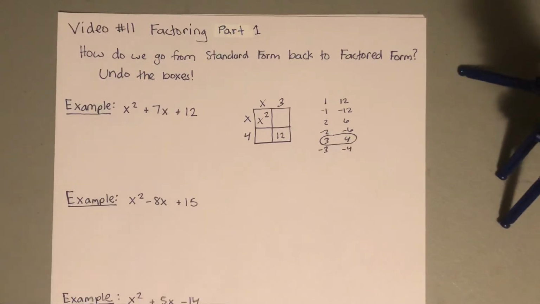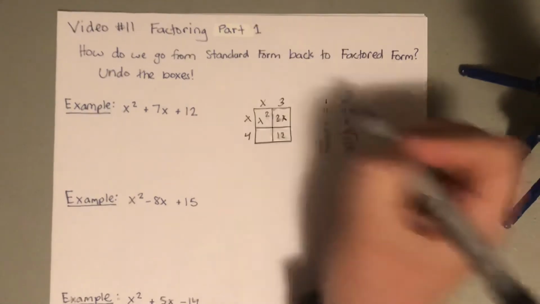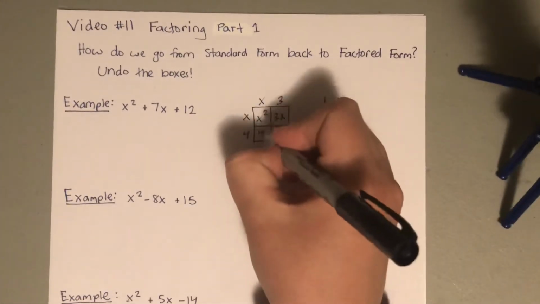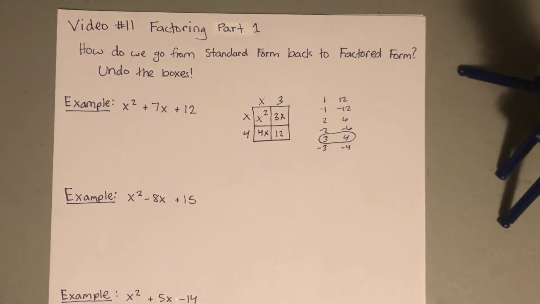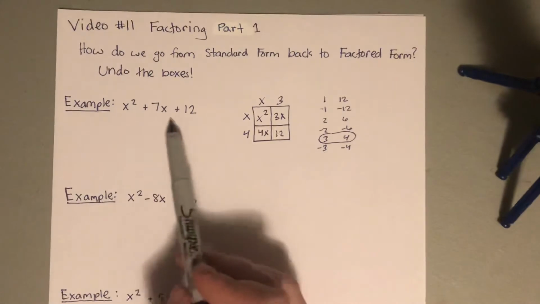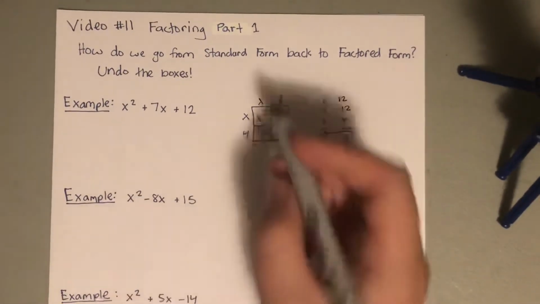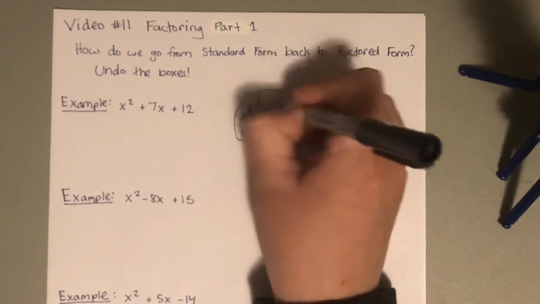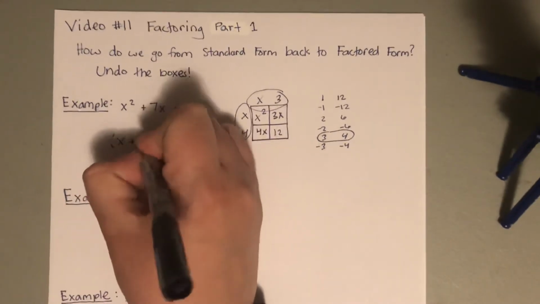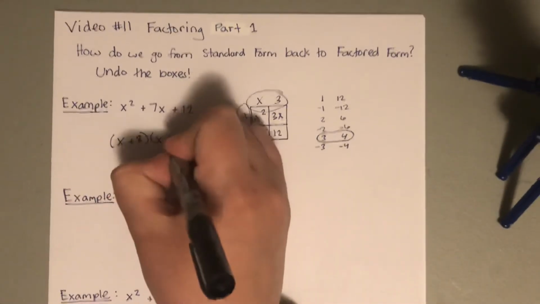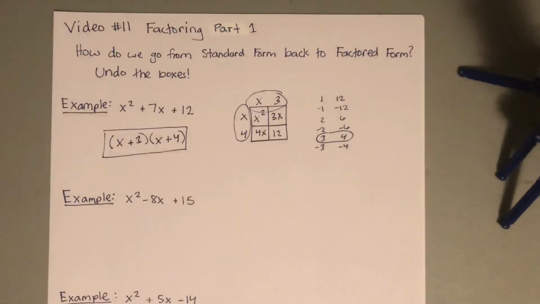They're commutative. So when we do this, just to double check, x times 3 gives us 3x, and 4 times x gives us 4x. And 4x and 3x really will add to be this 7x. That means the two factors that you would multiply to get this standard form expression are that and that. So if we write this in factored form, we would have x plus 3 as one factor and x plus 4 as the other factor.